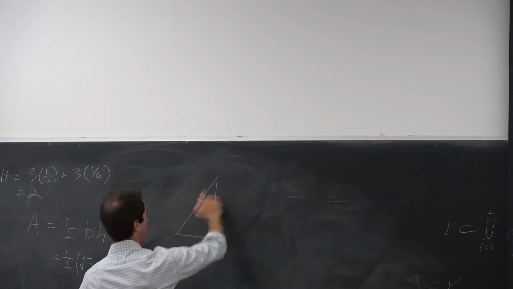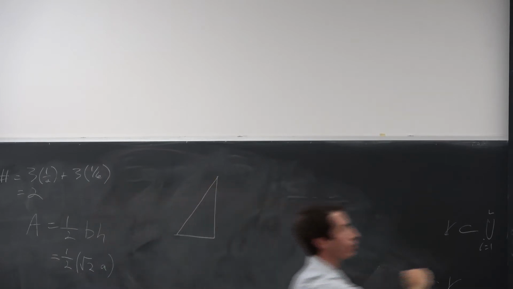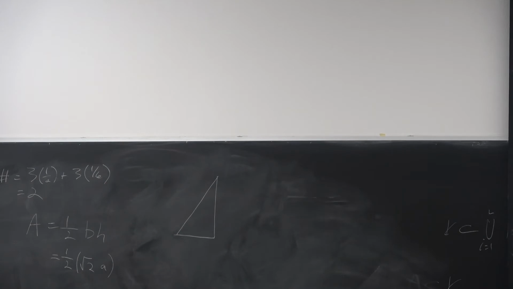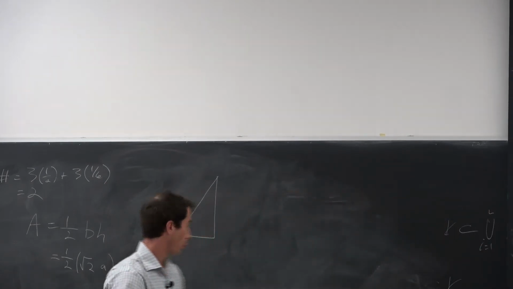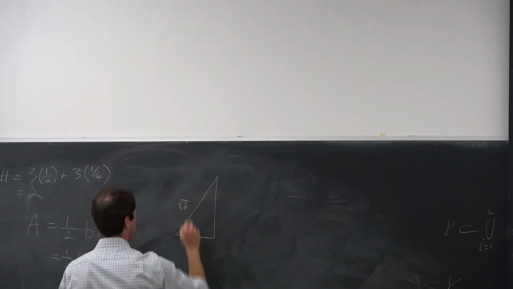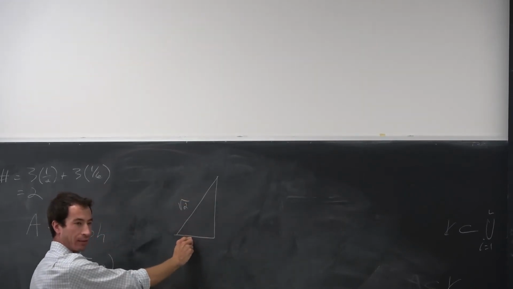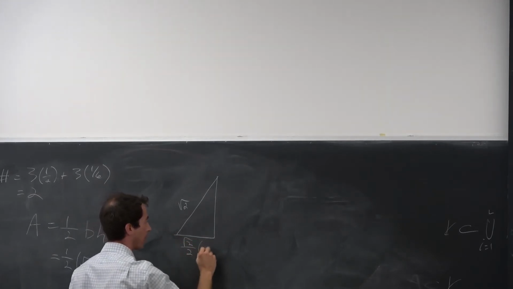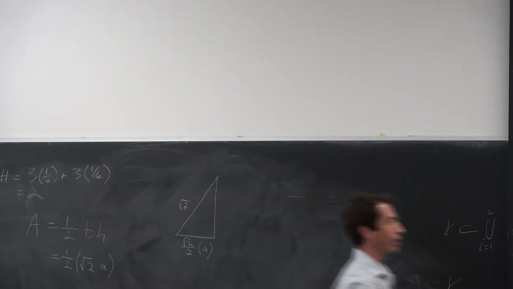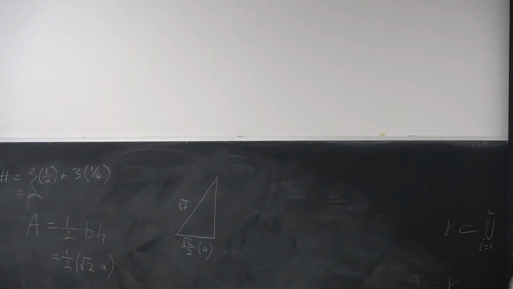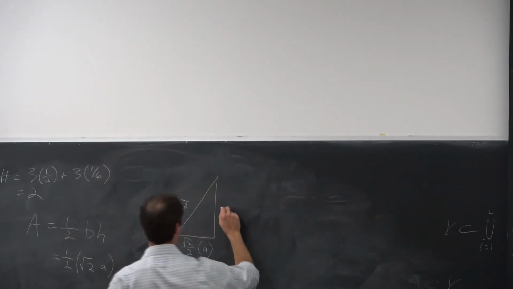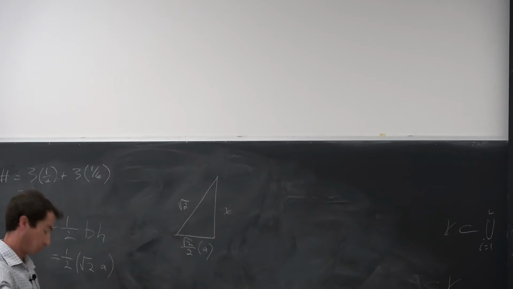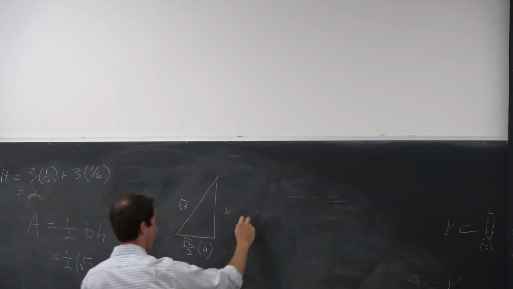So this side right here, the hypotenuse, is this, which we know is also root 2a. Then what's this? Half of root 2 times a, right? Because this we also said is root 2, but it's just divided by 2. Now, this is our unknown, right?